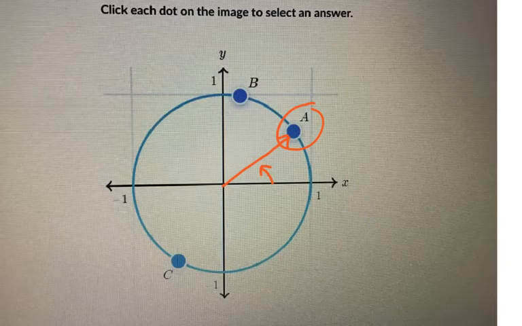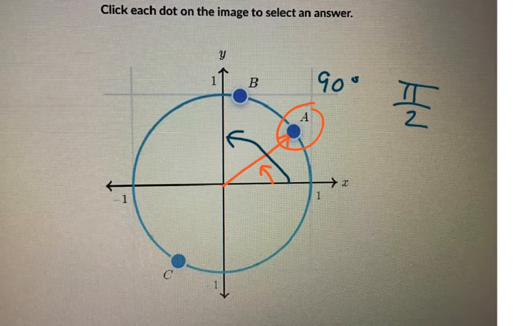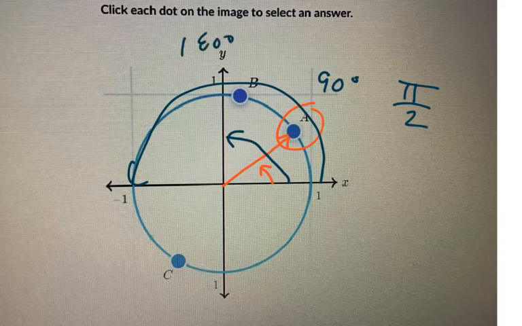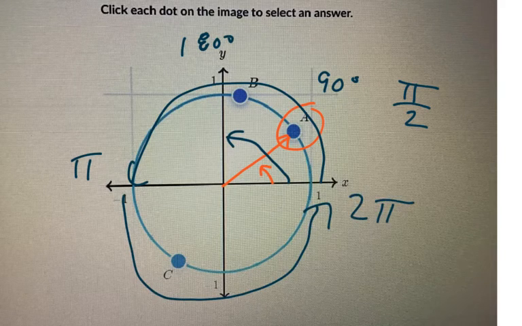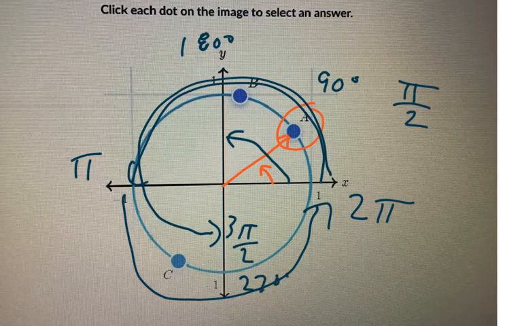Well, guys, let's talk about this a little bit more in depth. First of all, if I go from here to here, that's 90 degrees. That's also pi over 2. It's half of a pi. If I go a full 180 degrees, you ought to know that's pi. So if I do another 180, that would be 2 pi. If I went 1.5 pi's, that would be 270 degrees.